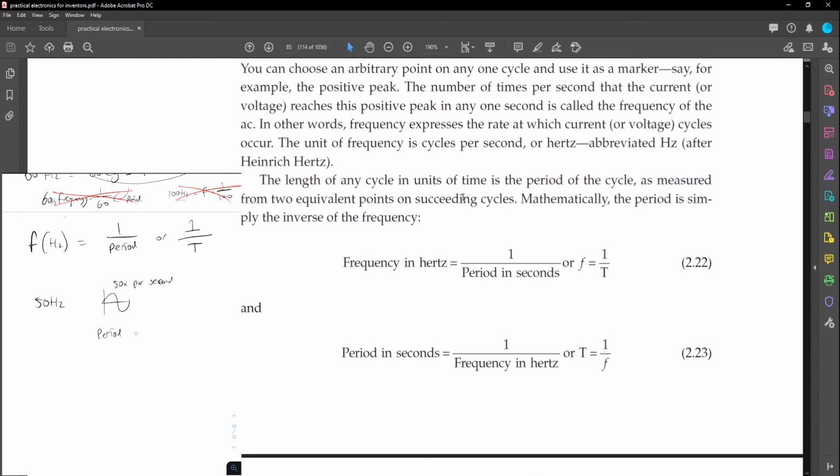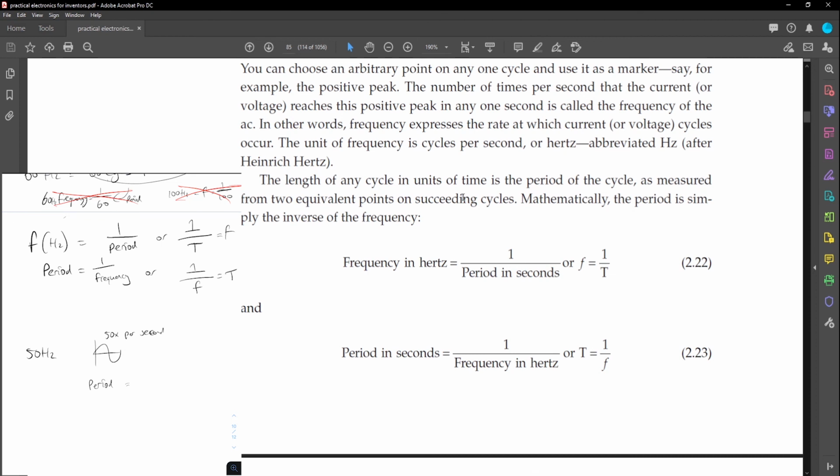We're not saying anything here yet. We're going to write that down here. So P, period, is equal to 1 over frequency, or 1 over F. So F is equal to 1 over T, and T is equal to 1 over F.